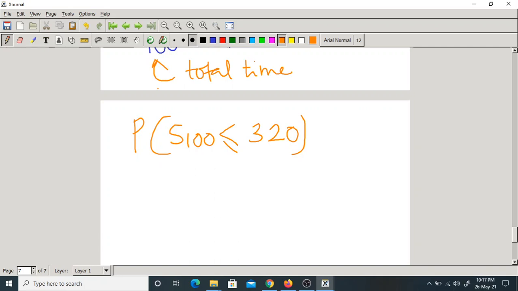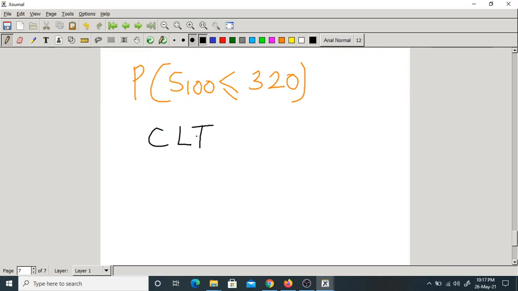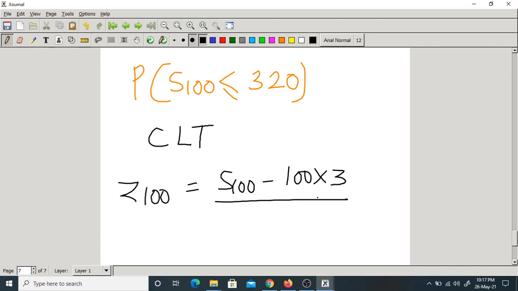Now we have to apply CLT, the central limit theorem, because what is S100? The sum of 100 random variables of uniform distribution. So we will do normalization. Generally, what is Z100? That is S100 minus n into mu, n is 100. What is mu? Sorry, mu is 3. I'm sorry. By what is sigma square n?